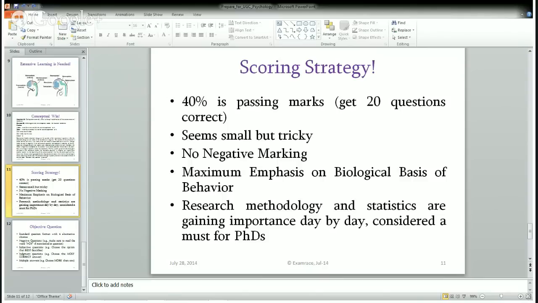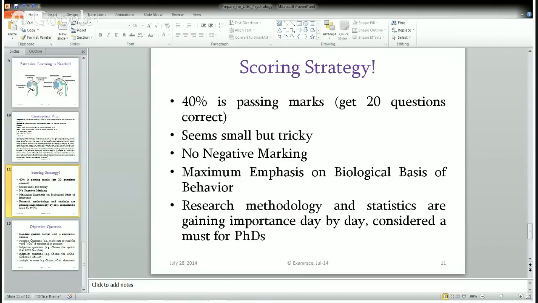You can tick mark more and more questions, but make sure you are answering the questions based on your knowledge. But since there is no negative marking, I definitely suggest to students not to leave out any question, attempt all the questions. The major topics that the student needs to emphasize is biological basis of behavior, that includes brain, nervous system and neurons, nerve transmission.